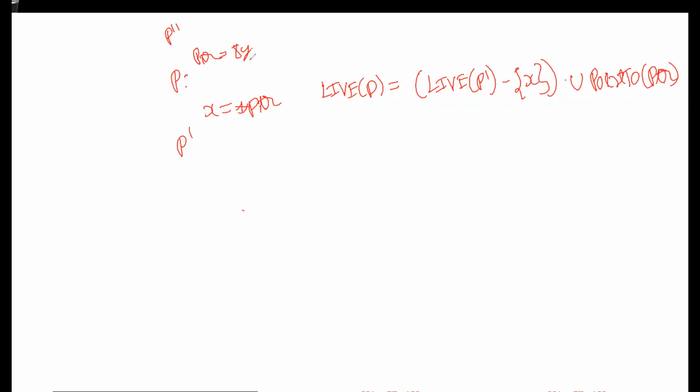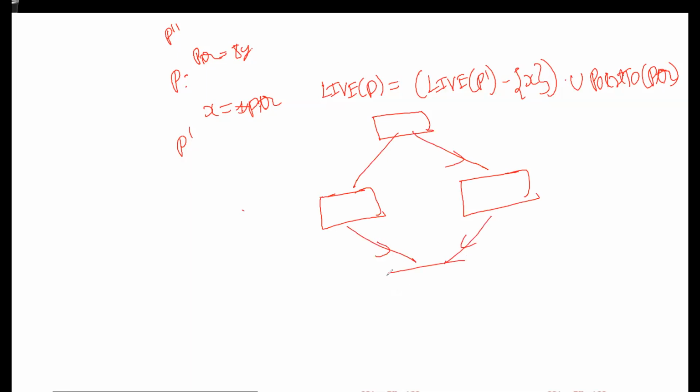But this is an easy case where we are easily able to compute the set of variables to which the pointer variable potentially points. But let's consider another case. We have a control flow graph like this, and let's say we have PTR is equal to address of y.